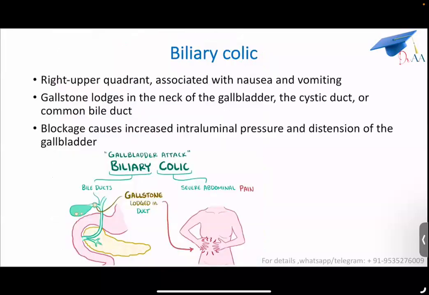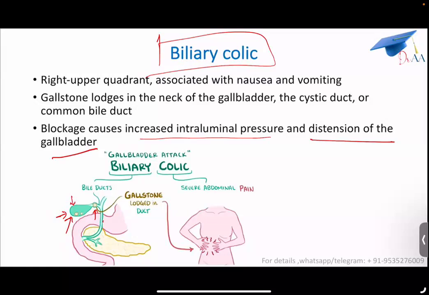Let's go into the pathologies now. Biliary colic. As the name suggests, no inflammation or infection is happening here. There is a stone, and because of this stone there is an obstruction. There is constant contraction of the gallbladder, but it is not able to secrete the juices present in the gallbladder into the common bile duct. That's the reason they start having pain. Pain is mainly because of increased intraluminal pressure and distension of the gallbladder because of an obstruction.